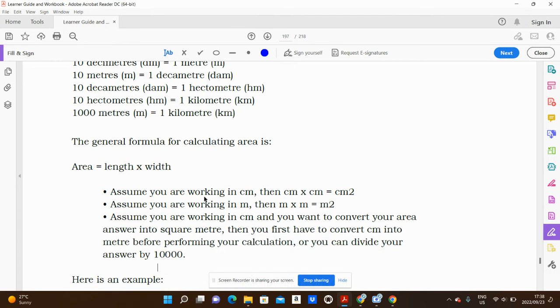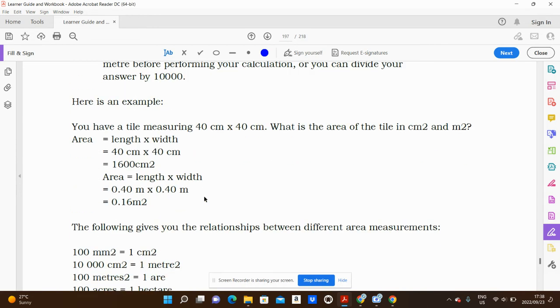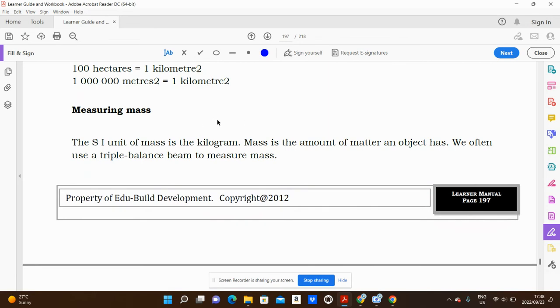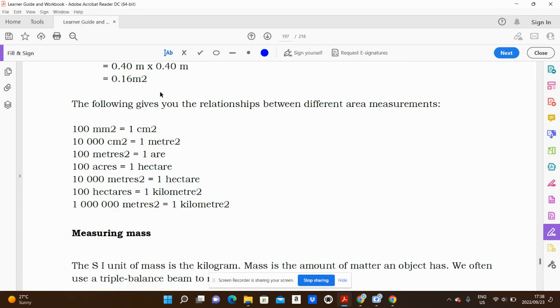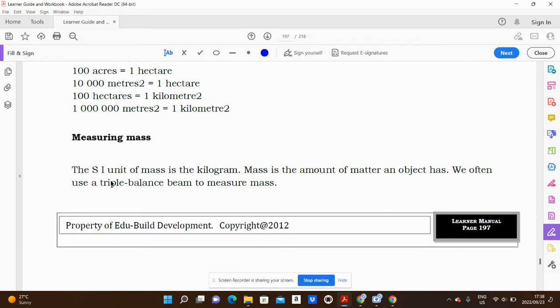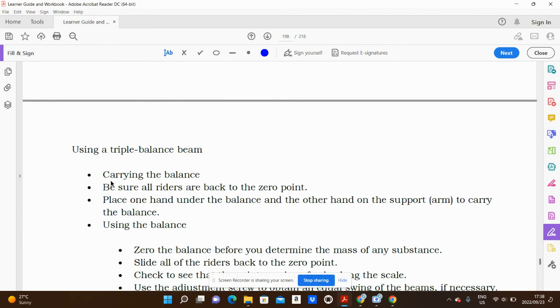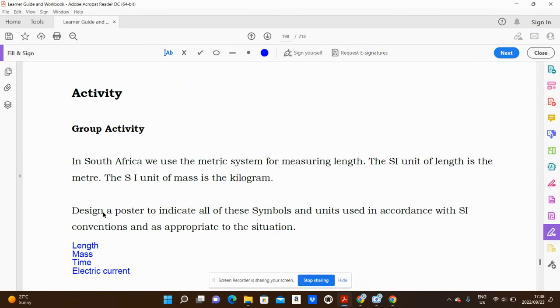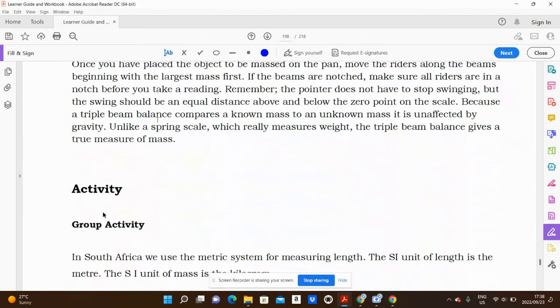Now the general formula for calculating area, that's what we have next. I will load videos online for this. So you will see, these are all part of your links, and that's going to assist you with this content that we've just passed. Now, measuring mass. The SI unit of mass is the kilogram. So we are asking ourselves, what is the SI unit of something? And so here I'm going to give you a few examples. I'm going to skip this and go to our activity so I can discuss the SI units with you.